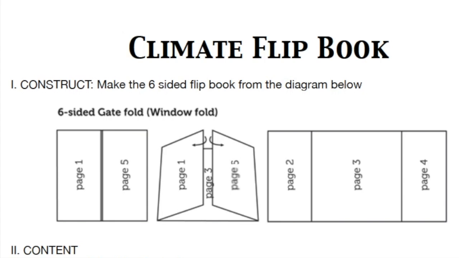Okay, your little activity or project is to create a climate flipbook. Now, as you can see in the construction page, you're going to create a six-sided flipbook. If you have your 8 by 11 A4 paper, you're going to fold it where you fold the two sides. You create two doors, so that middle section should be larger than each of the doors, as you can see in the layout. If you need any help, I can help you with that, but it's pretty easy.